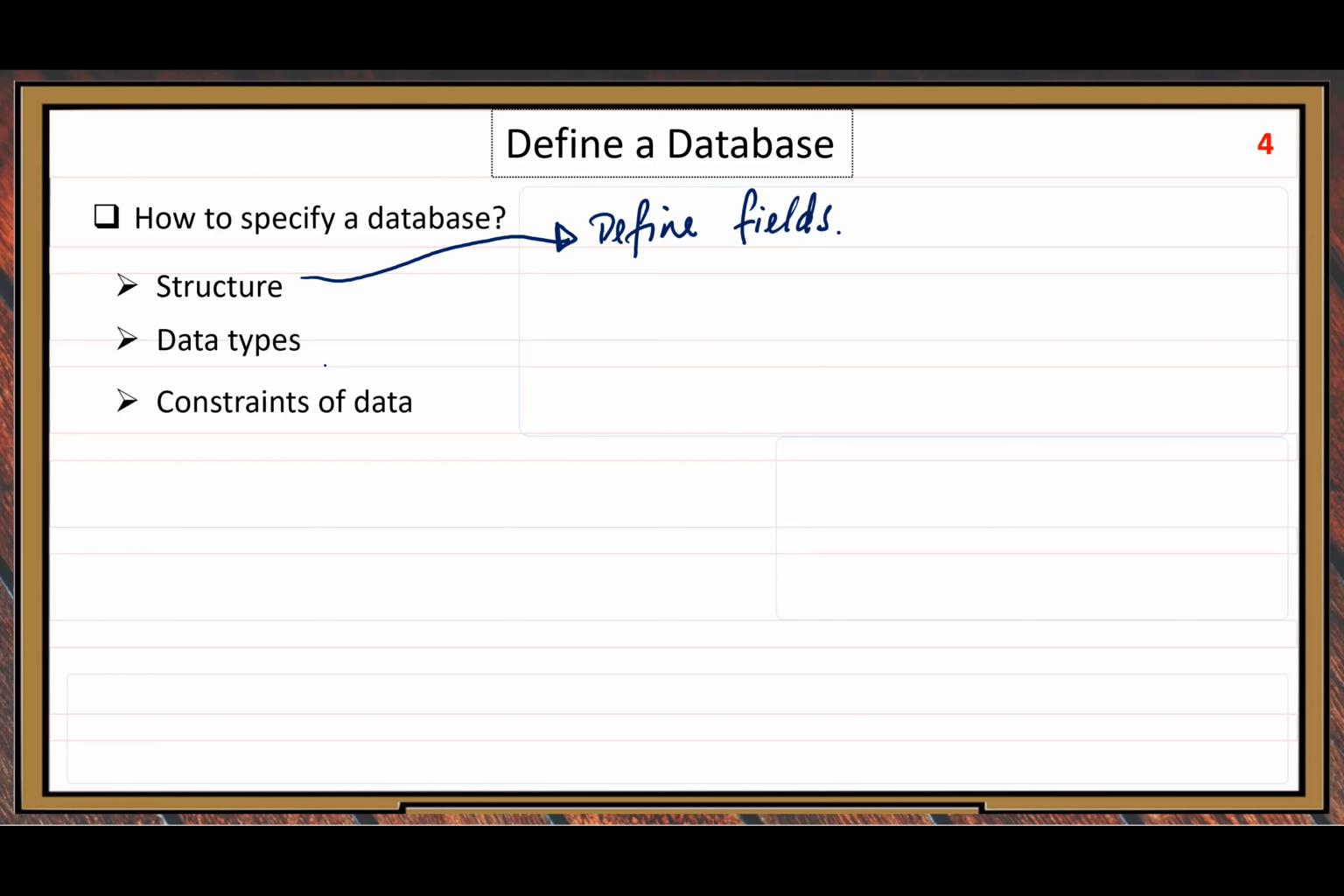Other than that, constraints of data. You may need to apply some special conditions. Let me give you a few examples. For example, one constraint is NOT NULL. We saw this before. This data piece cannot be null. When you enter the data input, you cannot leave this empty.